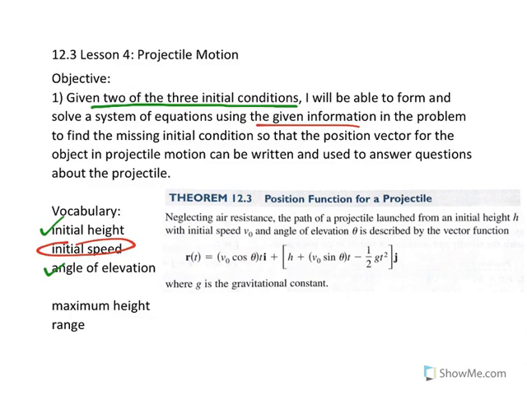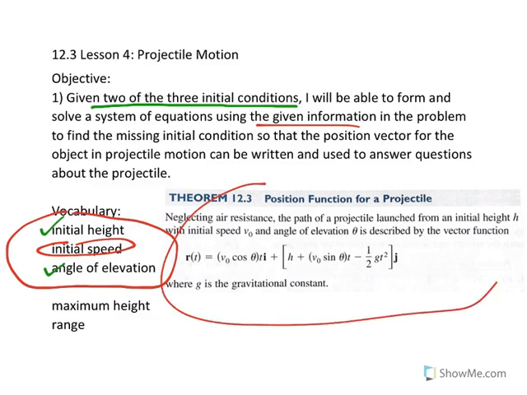So today we looked at a couple of problems where you're given 2 of the 3 initial conditions from initial height, initial speed, and angle of elevation, and you had to form and solve a system of equations using other given information from the problem to find the missing initial condition so that a position vector for the object in projectile motion can be written. And you can use that to answer other questions about the projectile, such as in our first problem, finding the maximum height of the projectile.